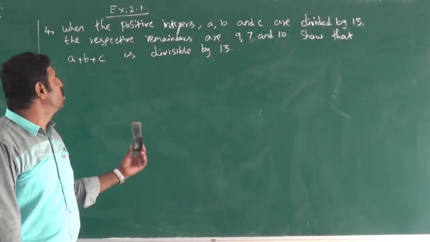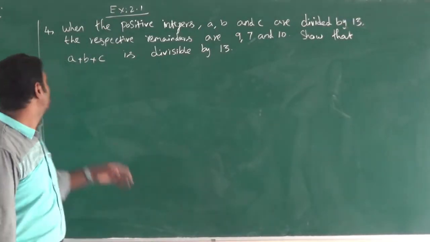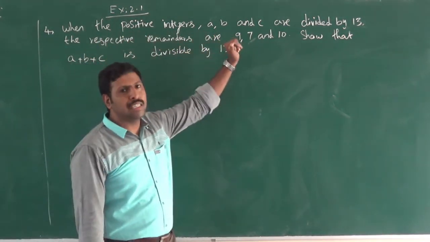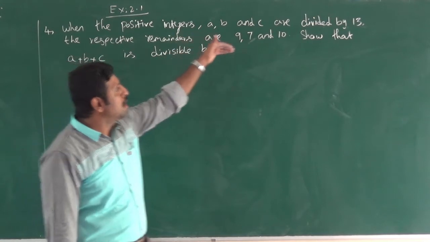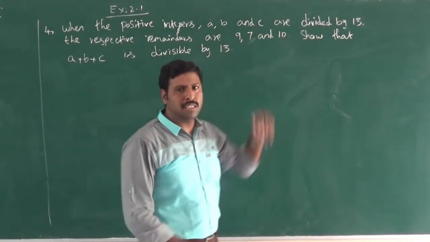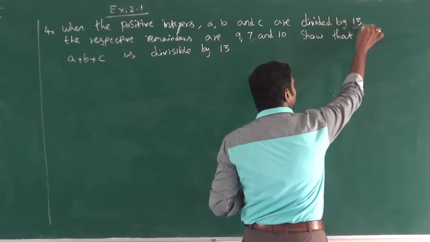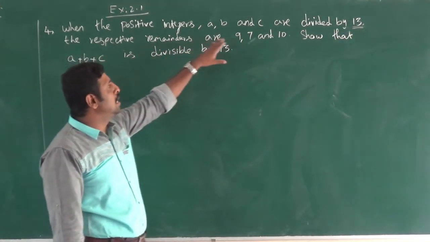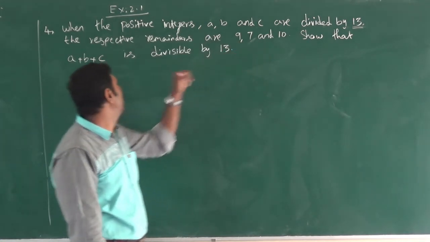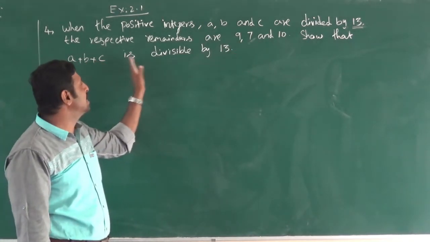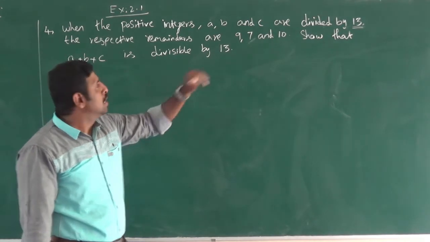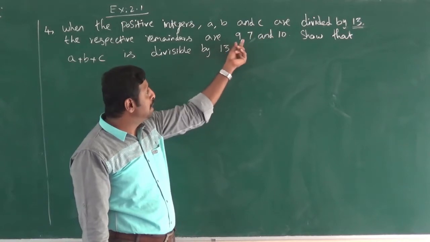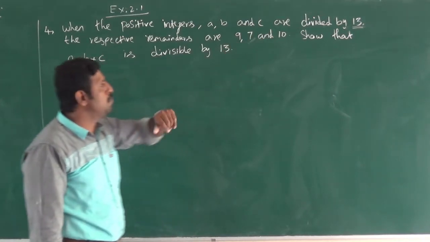Hi students, today we are going to see the exercise number 2.1, question number 4. When the positive integers A, B, C, here we have 3 integers, right, are divided by the number 13, the respective remainders are 9, 7 and 10. Show that A plus B plus C is divisible by 13. The integers A, B, C are divided by 13. We get the remainders as 9, 7 and 10.